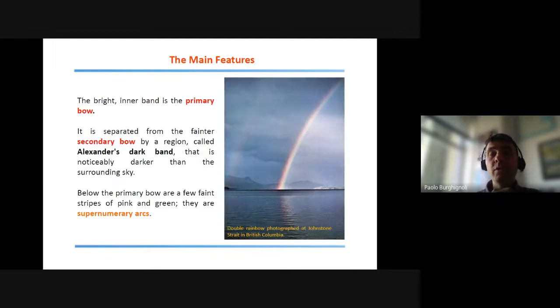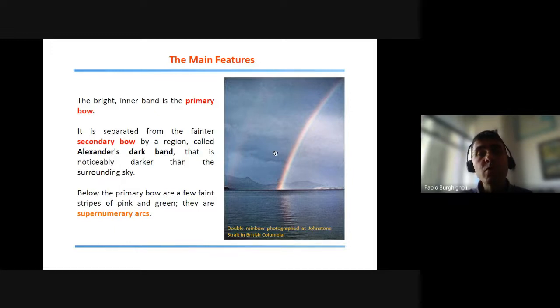Here you can see a beautiful photo of a double rainbow that was taken in British Columbia. If you observe the photo with attention, you will see that there is a bright inner colored band, which is the so-called primary bow, with the red color on the outside and the violet on the inside. Then there is a secondary bow that is also quite clearly visible with a larger radius somewhere here, in which the order of colors is reversed. So the red is on the inside and the violet is on the outside.